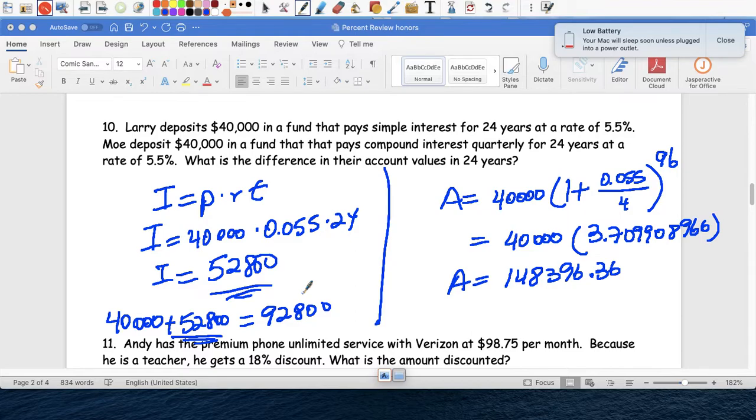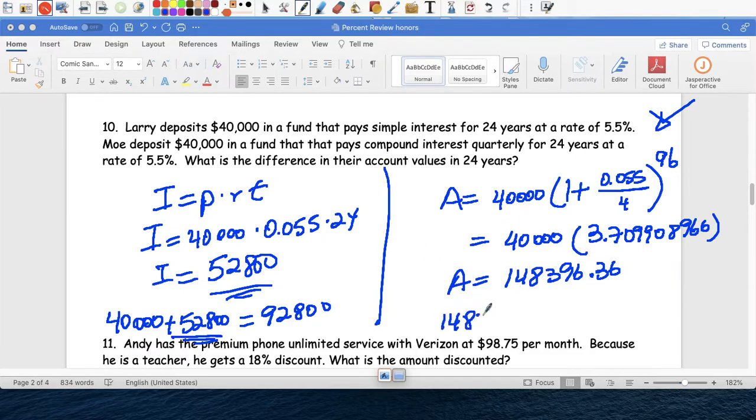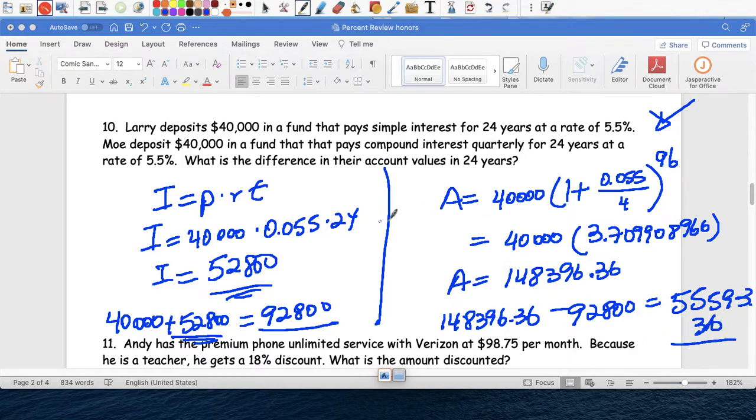Okay, so notice that who has more money? Definitely Mo, who found a fund that pays him compound interest. So what's the difference? You would subtract those two. 148,396.36 minus how much money is in this account? 92,800. So notice that Mo here made $55,593.36 more money than Larry. That's quite a difference.